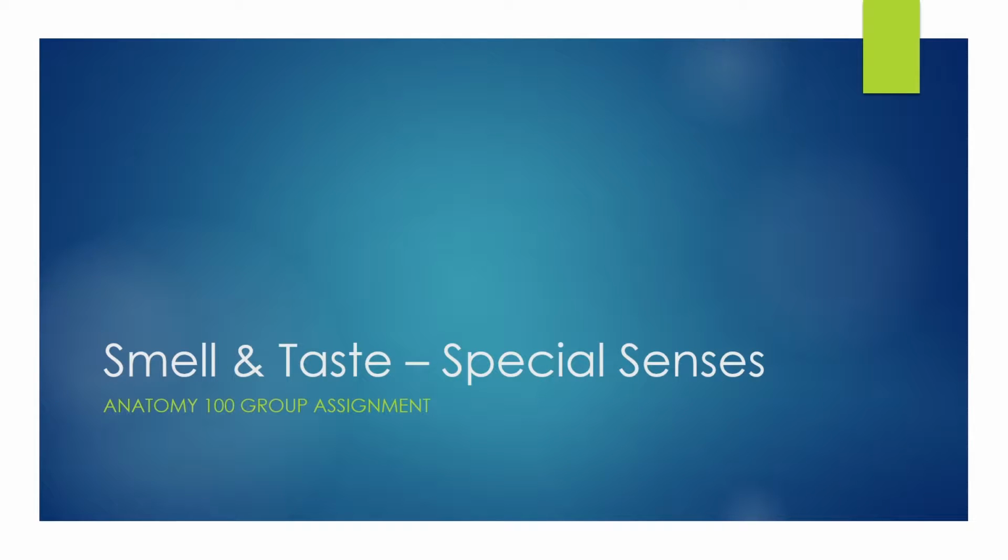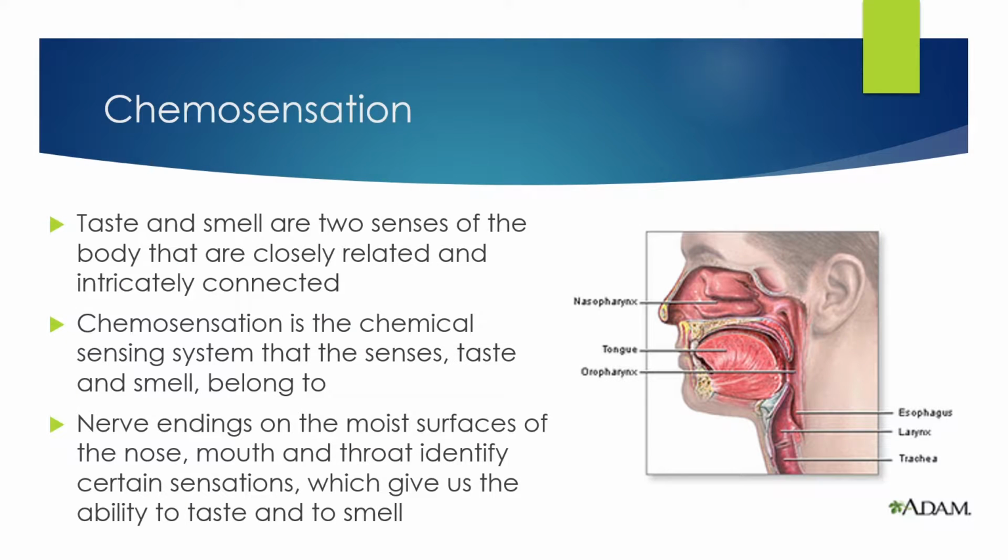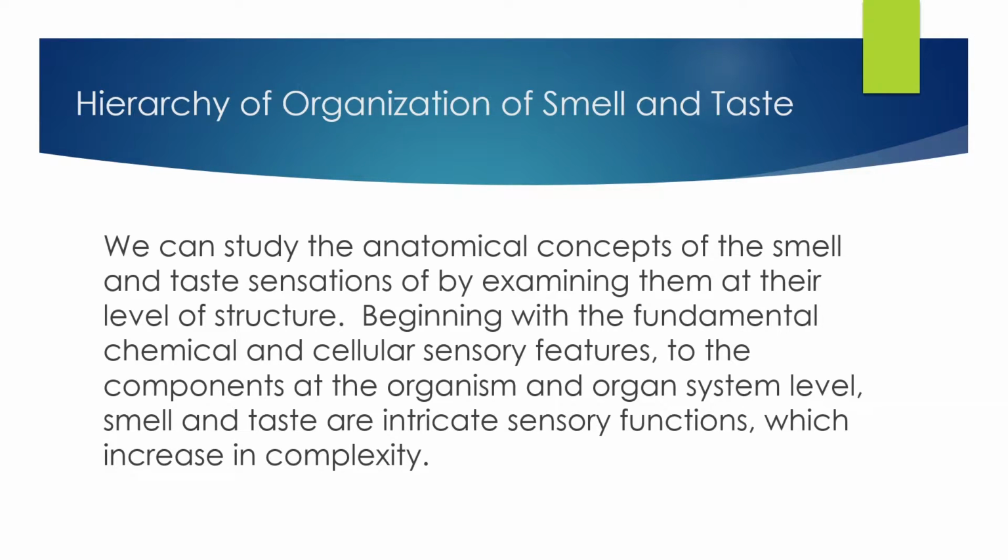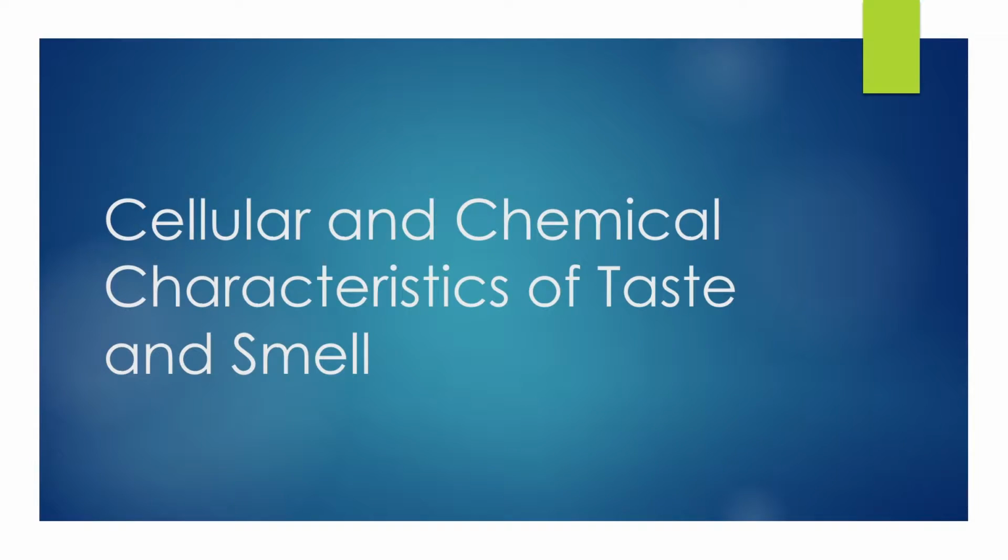I am Aaron Vivian, and I'm going to be taking you on a journey through the senses of smell and taste. Chemosensation is the sensing system that taste and smell belong to. Nerve endings on the mouth, throat, and nose identify the certain sensations which give us the ability to taste and smell, with the fundamental chemical and cellular sensory features, and go all the way to the organism and organ system level of these senses. Cellular and chemical characteristics of taste and smell.